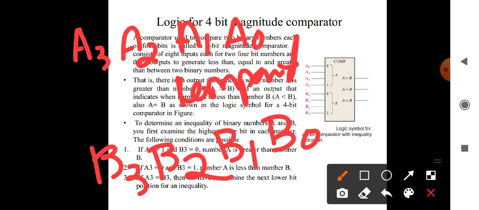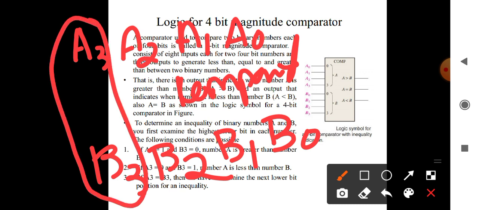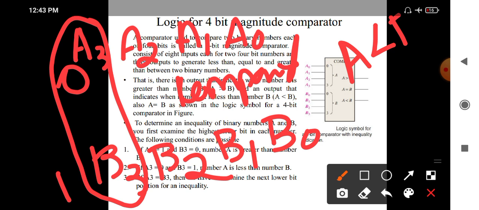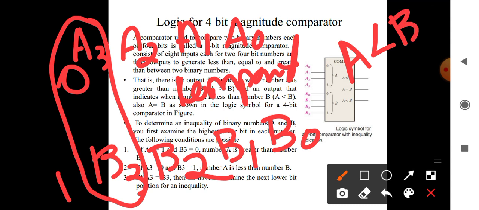See, here the logic is very simple. First it will compare A3 and B3. If A3 is equal to 0 and B3 is equal to 1, then A is lesser than B.